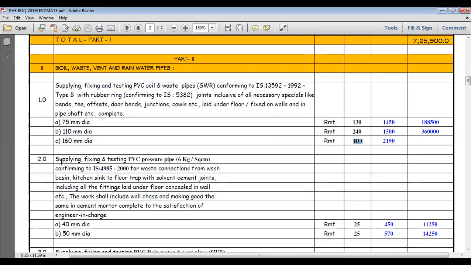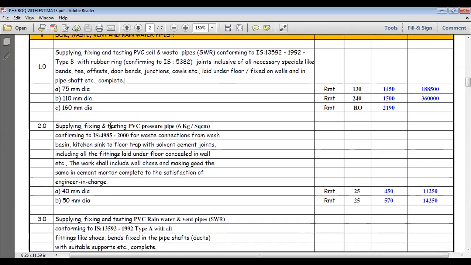So for the PVC pressure pipe: supply, fixing and testing of PVC pressure pipe. This is non-pressure pipe. Here we have non-pressure pipe because we are using it for sewer application. That grade is non-pressure pipe. Here we are using some pressure pipe also for drainage, for connecting the wash basin and urinal and all. For vertical pipe, we are using pressure pipe also. For that, we have considered it separately. Supply, fixing, testing of PVC pressure pipe, 6 kg per square centimeter, conforming to IS 4985.